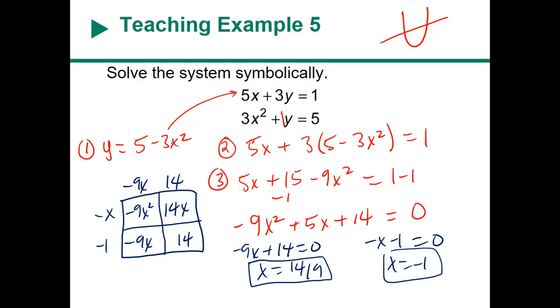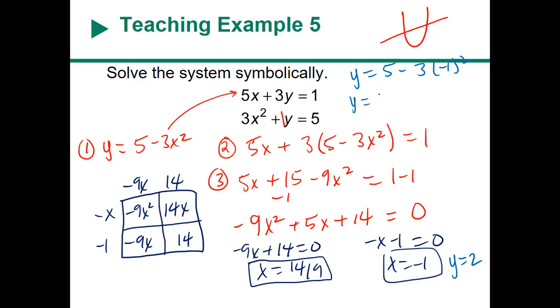So when we plug in, the first one I'm going to do right here, we have y equals 5 minus 3 times -1 squared. We're going to do the easy one first. A negative times a negative is a positive. So 5 minus 3 is what? 2. So for this one, y equals 2. Agreed? Now let's conquer our fear of fractions.